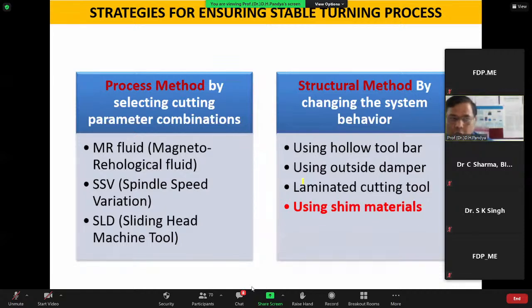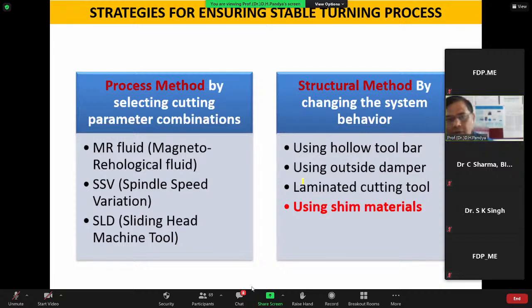Process method: during the live operation, one can use the conventional cutting fluid. One can go with the MR fluid to reduce the problem of waviness or chatter. Second, spindle speed variation. In live operation, we are reducing the spindle speed. And sliding head machine tool. We are having the machine tool with changeable sliding head. So these are the methods we are utilizing to control the waviness or vibrations.